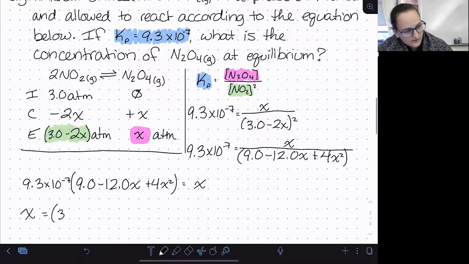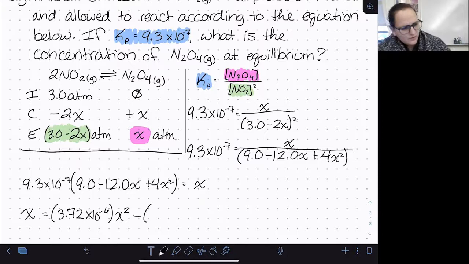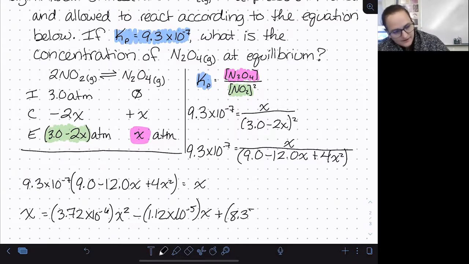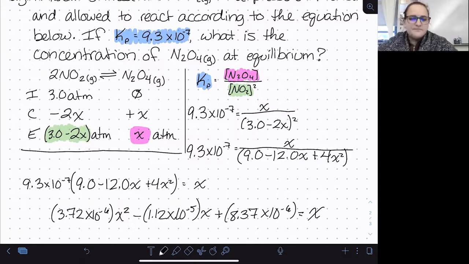I'm going to rearrange things a little bit as I do this, just to put them in a more friendly order. This times the x squared term is 3.72 times 10 to the minus 6th x squared. K times the x term gives us minus 1.12 times 10 to the minus 5th x, and then this times 9 is plus 8.37 times 10 to the minus 6th. I put it over there, but I'd really rather have it on the other side. This whole expression is still equal to x.